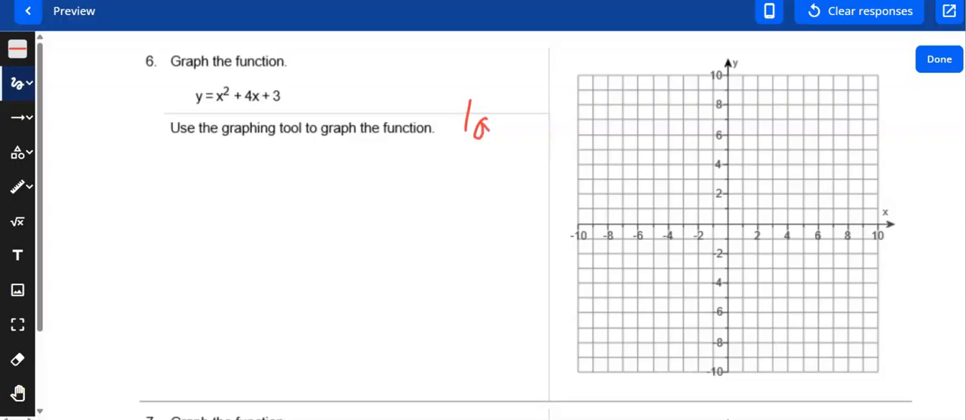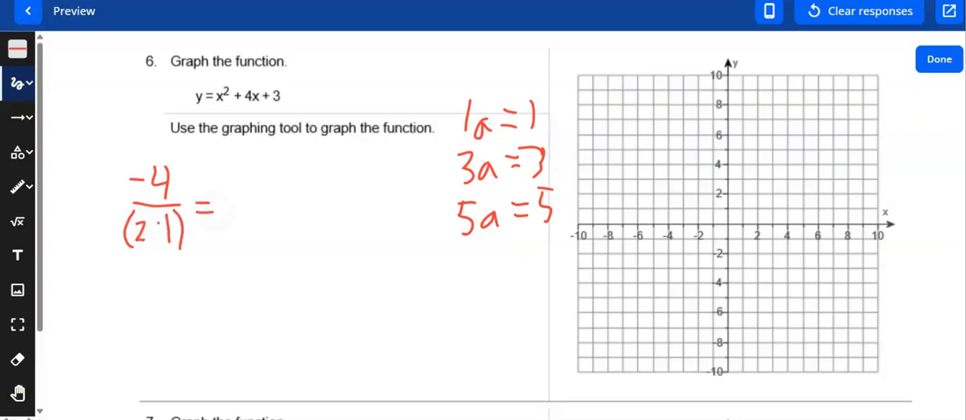Back to graphing. Remember we have a 1a of 1, which means 3a is 3, and 5a is 5. We need to find the vertex: opposite of b over 2 times a. So that would be -2, and then we plug it in.